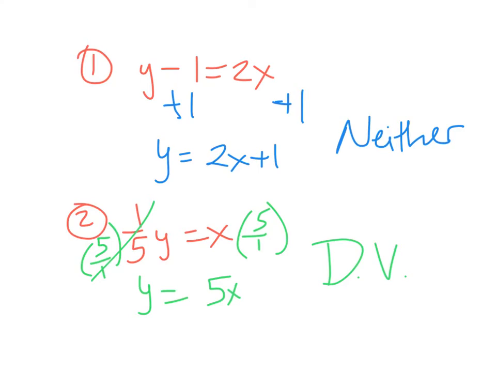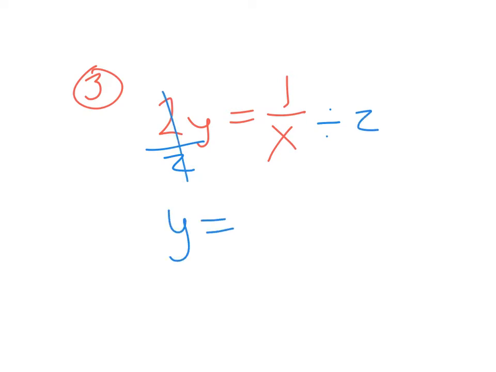All right, let's do number 3. 2y equals 1 over x. So how do we get rid of that 2? Divide by 2. Cancel. So over here we're dividing by 2. We usually divide it by 1, well, you're dividing by 2 over 1, or multiplying times 1 over 2, right?